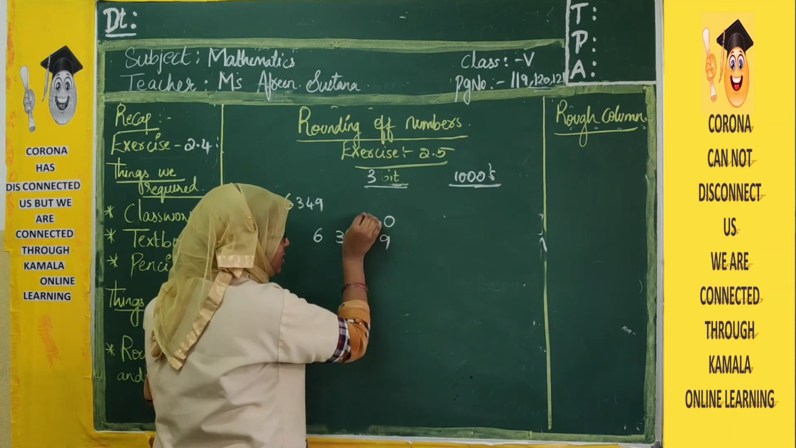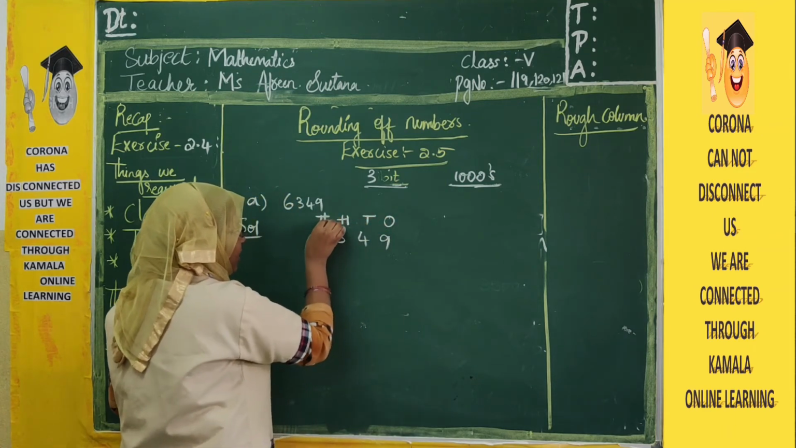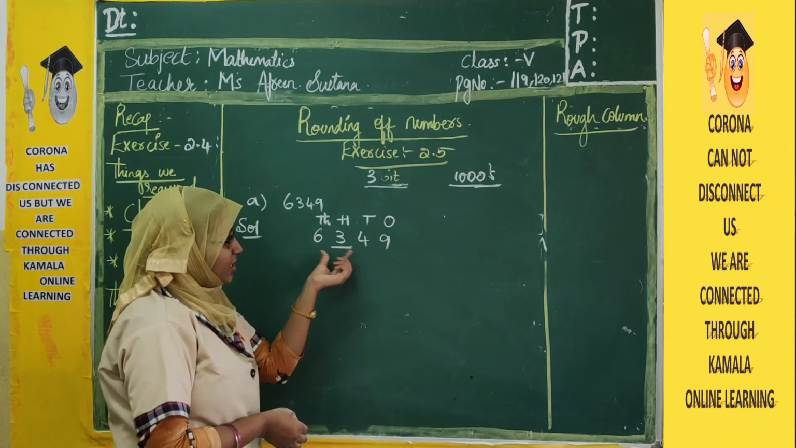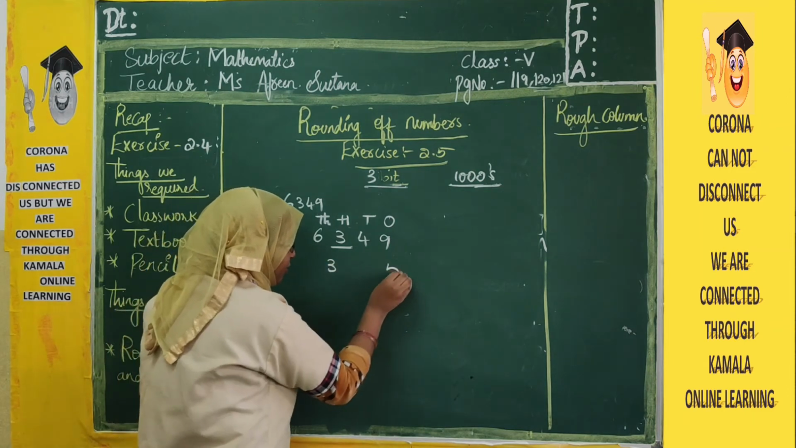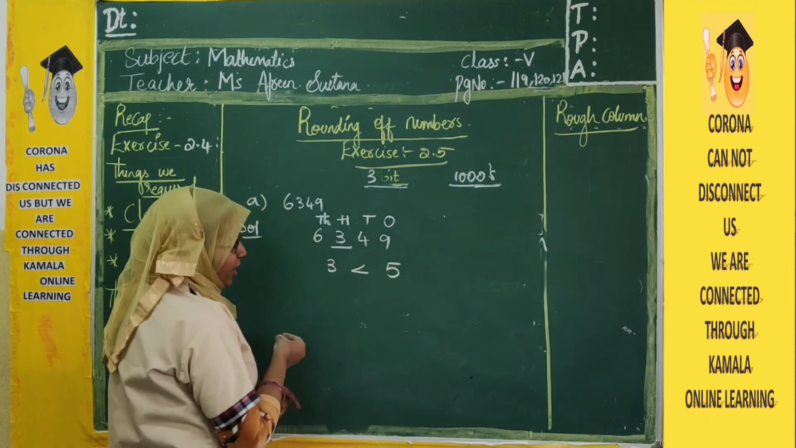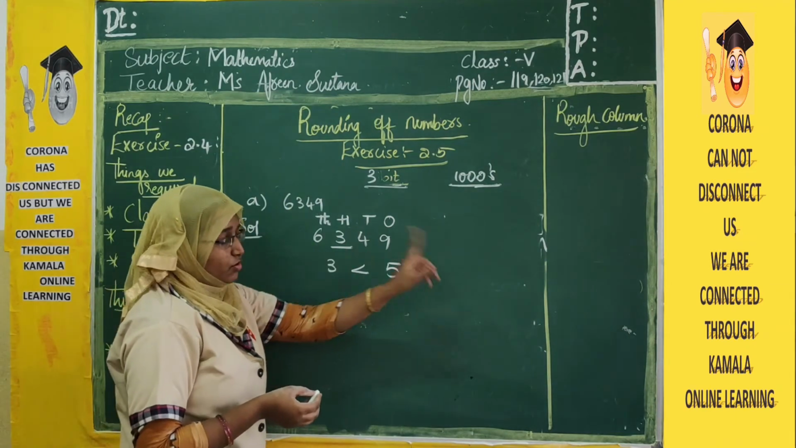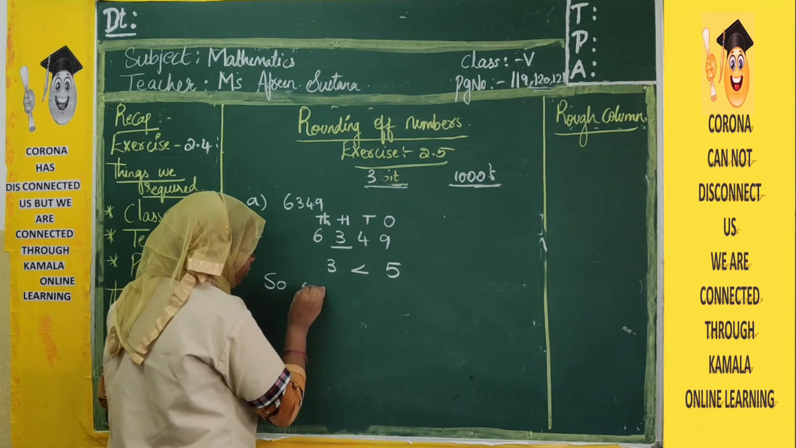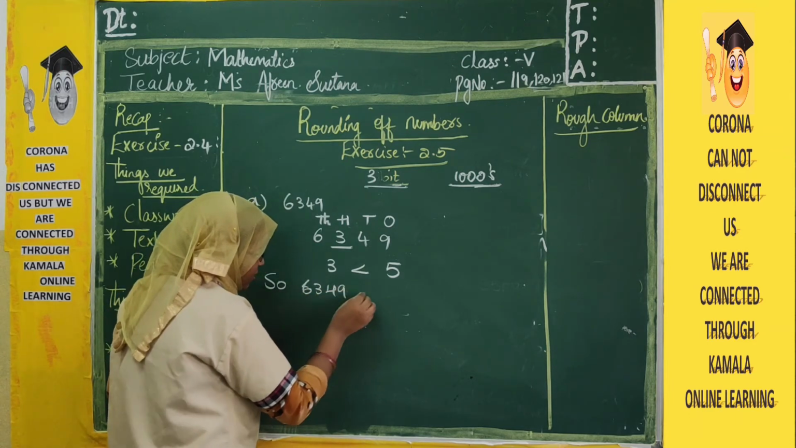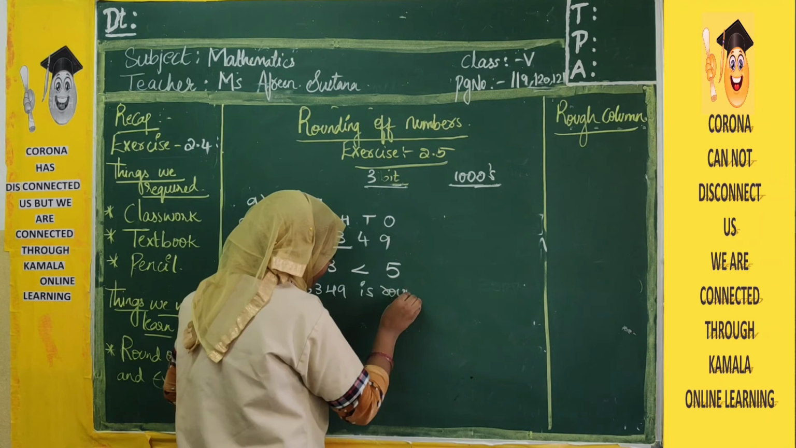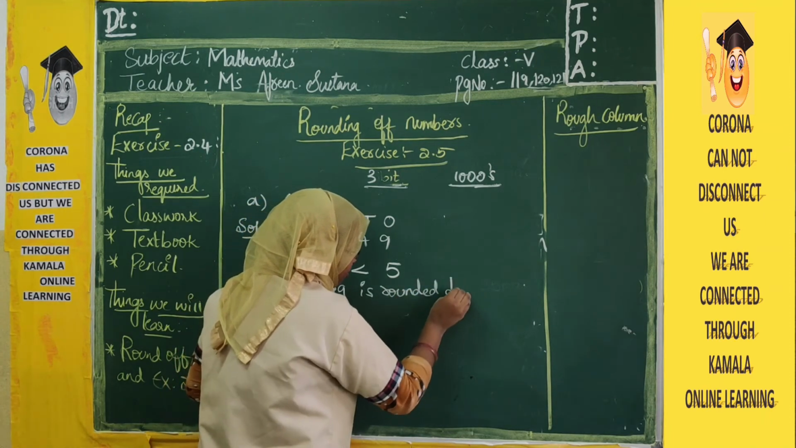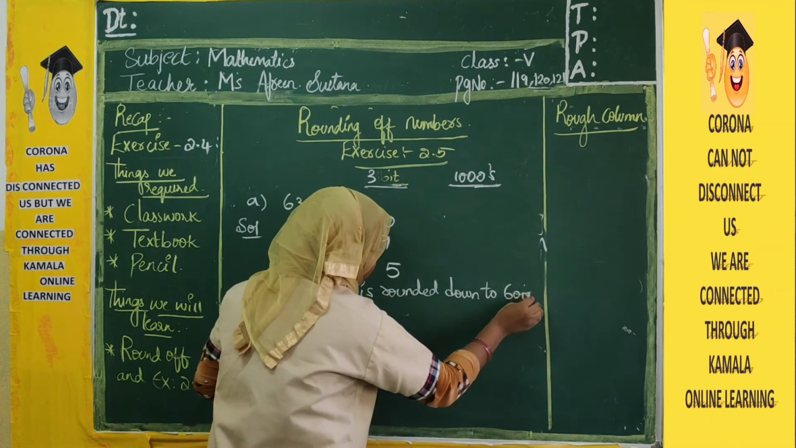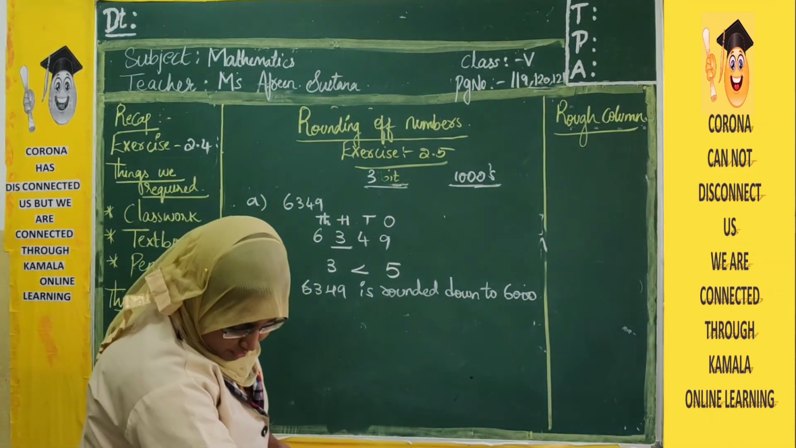6349. Place values ones, tens, 100, 1000. So I said we will consider the digit at hundreds place. The digit at 100 place is 3. We will compare 3 with 5. As 3 is less than 5, this value lies between 6000 to 7000. So less than means it is rounded down to 6000. Right? Let us move to next.